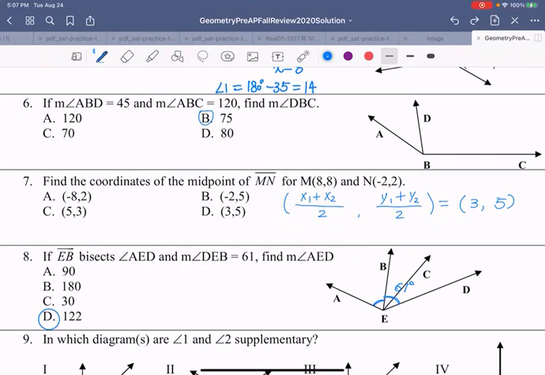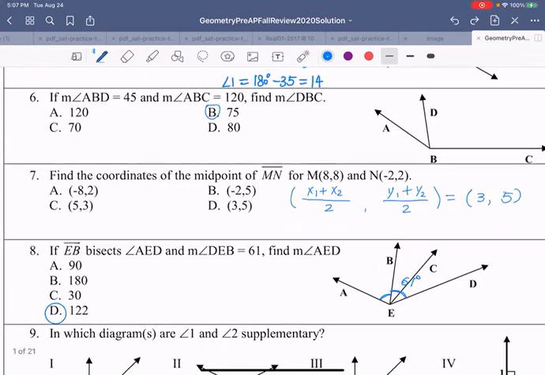Let's see here. AED is split into 2 equal pieces. So this piece equals this piece. And they also tell you BED or DEB is 61. So you write down here 61, correct? This is an angle bisector. The measurement of this piece will equal this piece. So this part will also be 61, correct? Yes. So their summation together will be 122. Does this make sense?